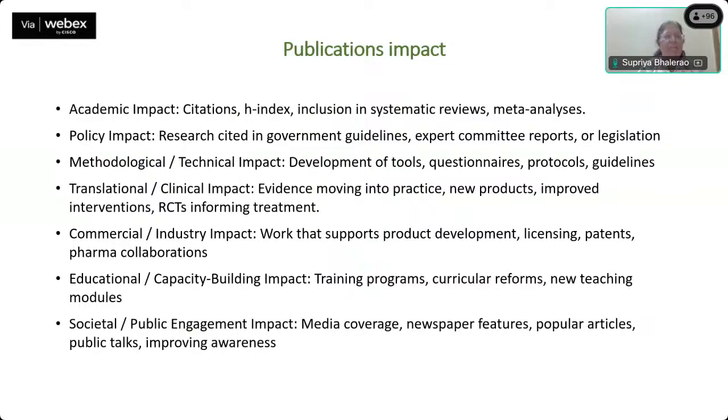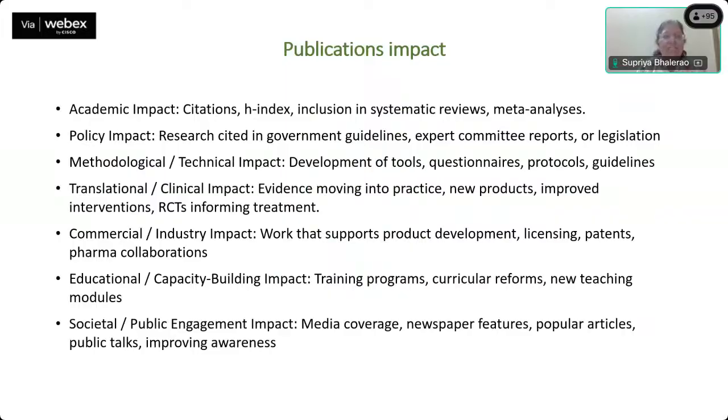First is academic impact, and every one of us knows this very well: we should have citations, a good H index, and inclusion of our articles in systematic reviews and meta-analyses. This is all academic impact. But more importantly, there has to be some policy impact. That means our research should get cited in government guidelines, expert committee reports, legislations. Then it is called policy impact. Then methodological or technical impact, where tools are developed, questionnaires are published, and people are using those questionnaires, protocols or guidelines.